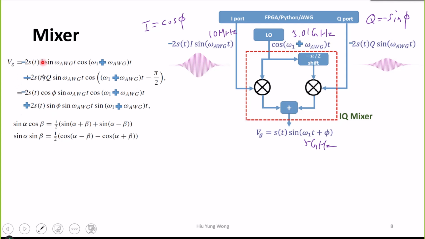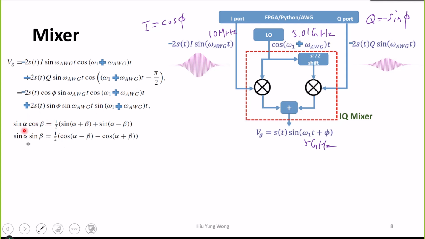What I'm doing is I just substitute I as cosine phi, and the rest is the same. Substitute Q as negative sine phi, so negative becomes plus, so it becomes plus sine phi. And at the same time, cosine theta minus pi over 2 is just sine theta. Okay, so cosine becomes sine. You probably forgot many equations. I also forgot, just take it for granted, right? You know what I'm doing.